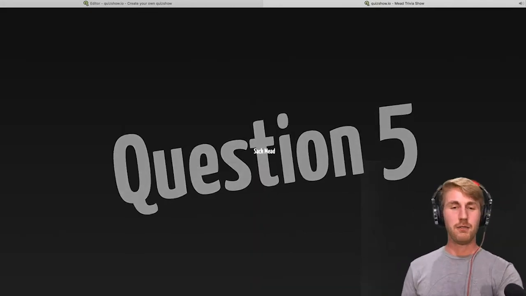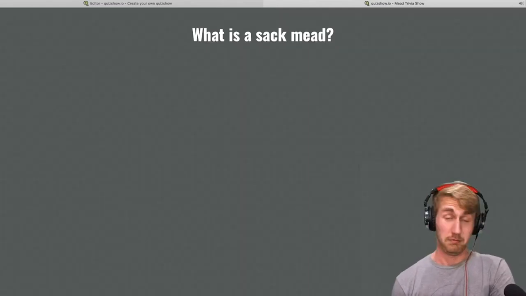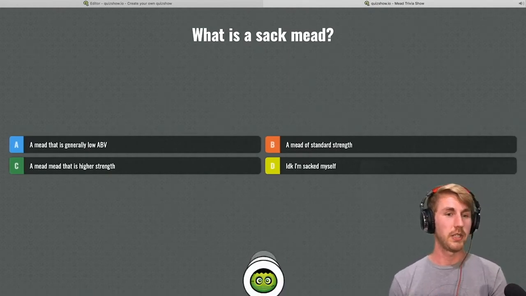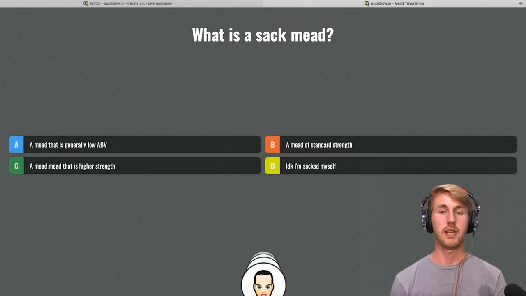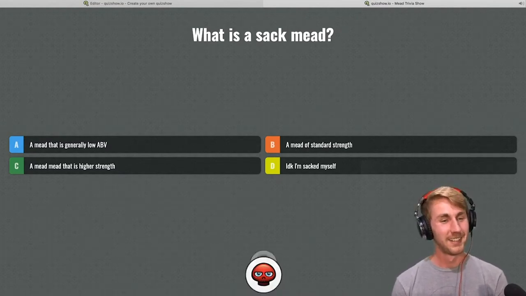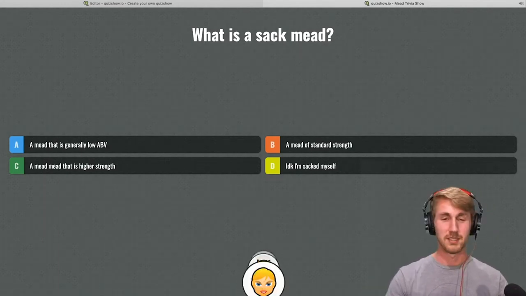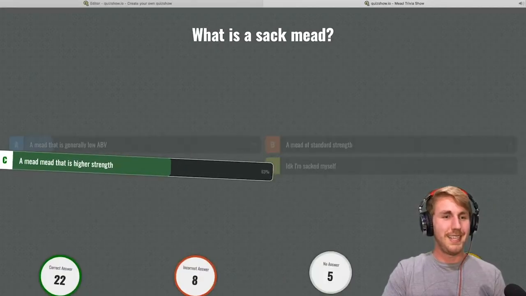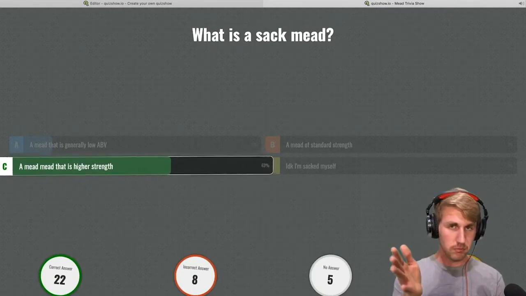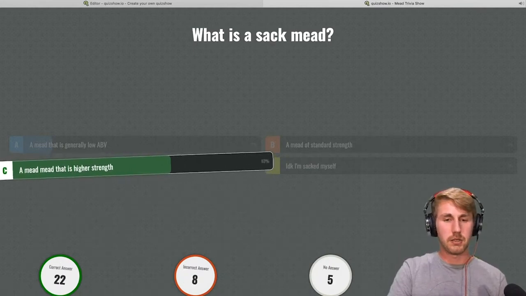Question number five. Here we go. This is about sack meads. Now, if you don't know what a sack mead is, good luck. What is a sack mead? A, a mead that is generally low ABV? B, a mead that is standard strength? C, a mead that is higher strength? I love myself a good mead. And then D, I don't know, I'm sacked myself. It is C, a mead that is higher strength. Generally, sack meads are notably above 14% or above, from what I've found. So, that is the answer right there.